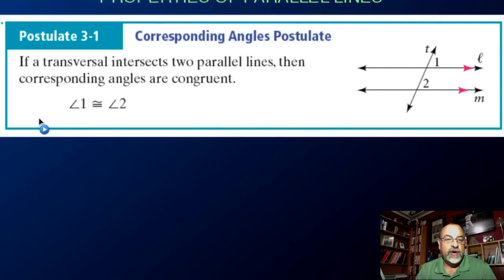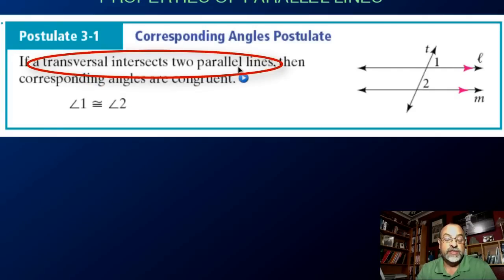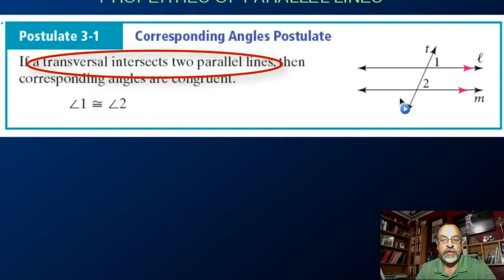Now on these 5 postulates, or rather the 1 postulate and 4 theorems that we're going to be looking at in this lesson, the condition is the same for all of them: a transversal is intersecting 2 parallel lines. In the first lesson we were just looking at these 2 lines being intersected, and we looked at the 8 angles that were formed and the different pairs of angles. In this lesson, if these lines happen to be parallel, then these different angles have these relationships.